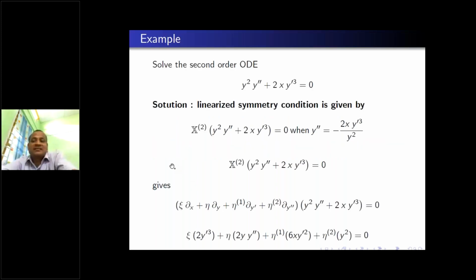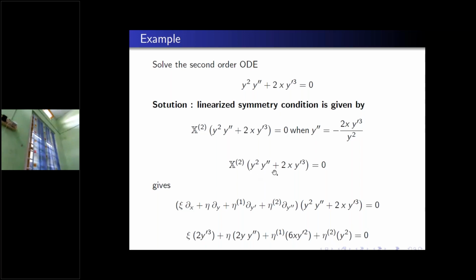Let us take an example. Solve the second order ODE y square y double dash plus 2x y dash cube is equal to 0, which is again a nonlinear equation. Now in this case, the linearized symmetry condition is given by x2 applied to y square y double dash plus 2x y dash cube is equal to 0, when y double dash is equal to minus 2x y dash cube upon y square. That is, we first write this in the linearized standard form like this. You can say it is written in the solved form.